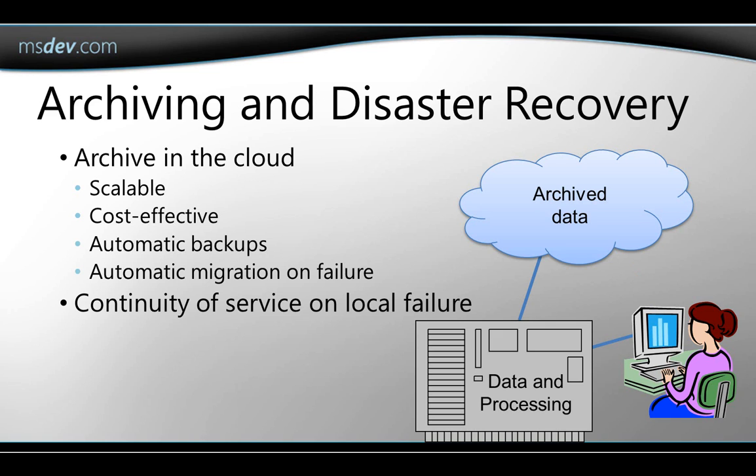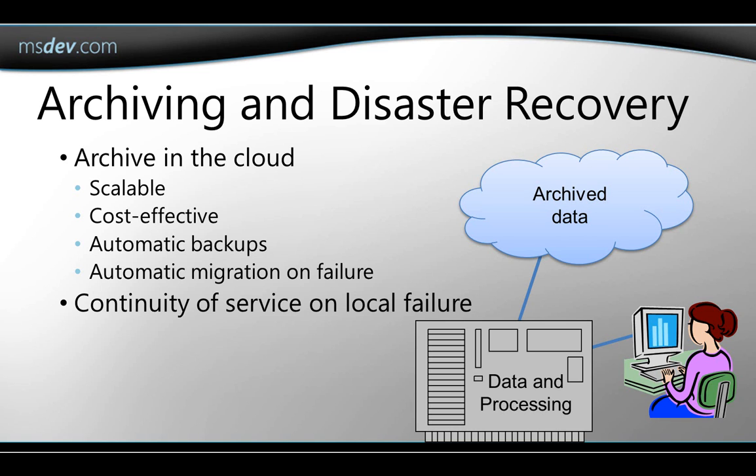The cloud can provide an excellent backup location for data being archived from local applications. One of the big advantages of the cloud is its scalability. So the cloud can provide almost immediate access to just the right amount of storage you need. And you pay only for what you need, so it's cost effective. You also have the advantage of automatic backups for your archives and automatic handling of server failure to avoid data loss. A hybrid backup solution can also provide continuity of service in case of a local failure.